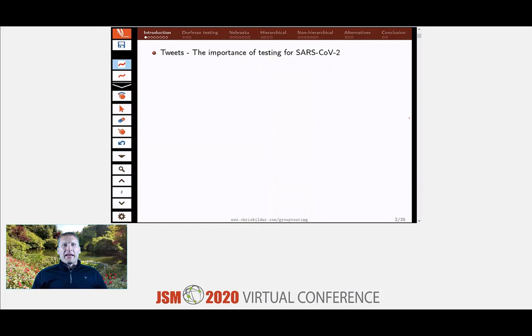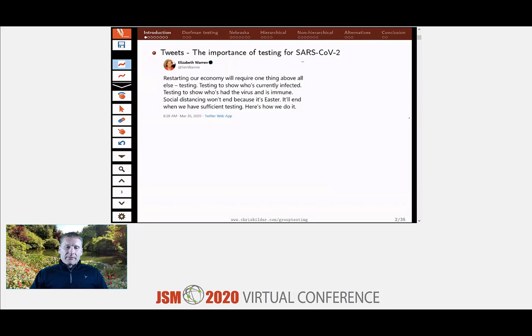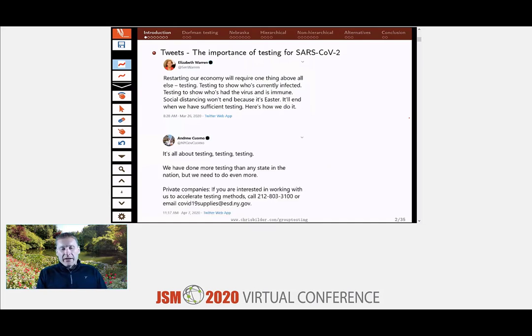Most people believe that testing for SARS-CoV-2, the virus that leads to COVID-19, is a very important component to getting the world back to normal. So, for example, Senator Elizabeth Warren tweeted out on March 26th that restarting our economy will require one thing above all else, testing. Governor Andrew Cuomo tweeted out on April 7th, it's all about testing, testing, testing.